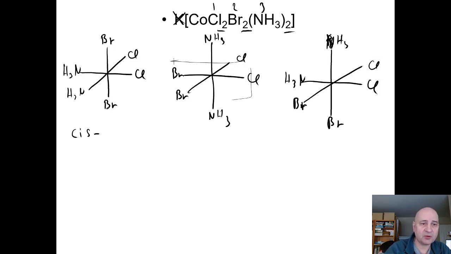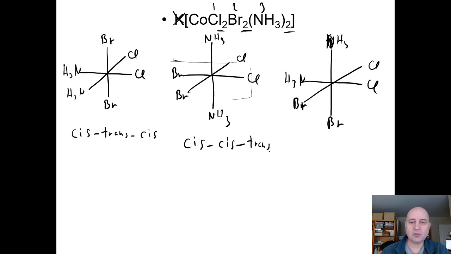Then we move on to the bromos. The bromos are trans. And then the amines are cis. So I'm just going to call this cis, trans, cis. And then this I'm going to call cis. And then my bromos are cis. And my amines are trans. So that I don't redraw something accidentally. And this is going to be cis, cis, and cis.